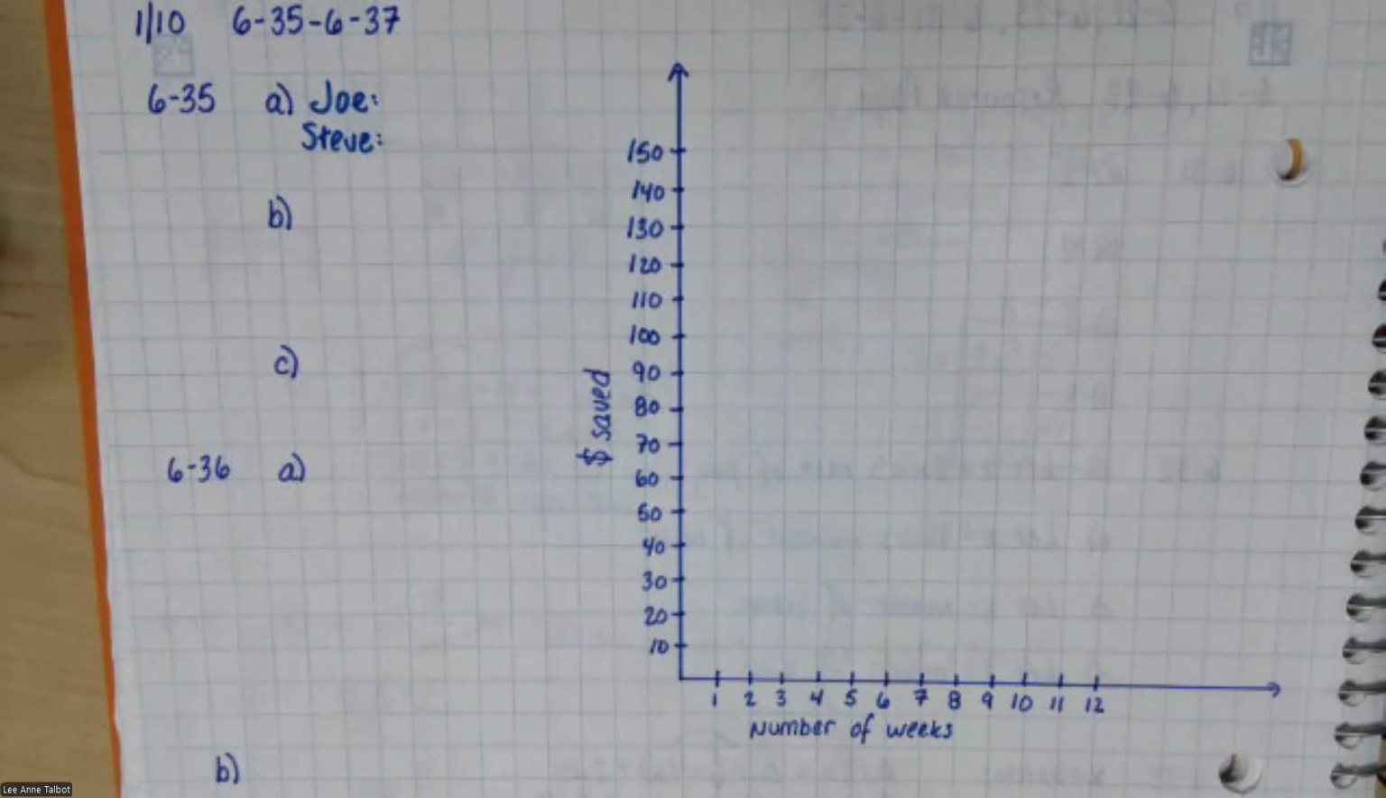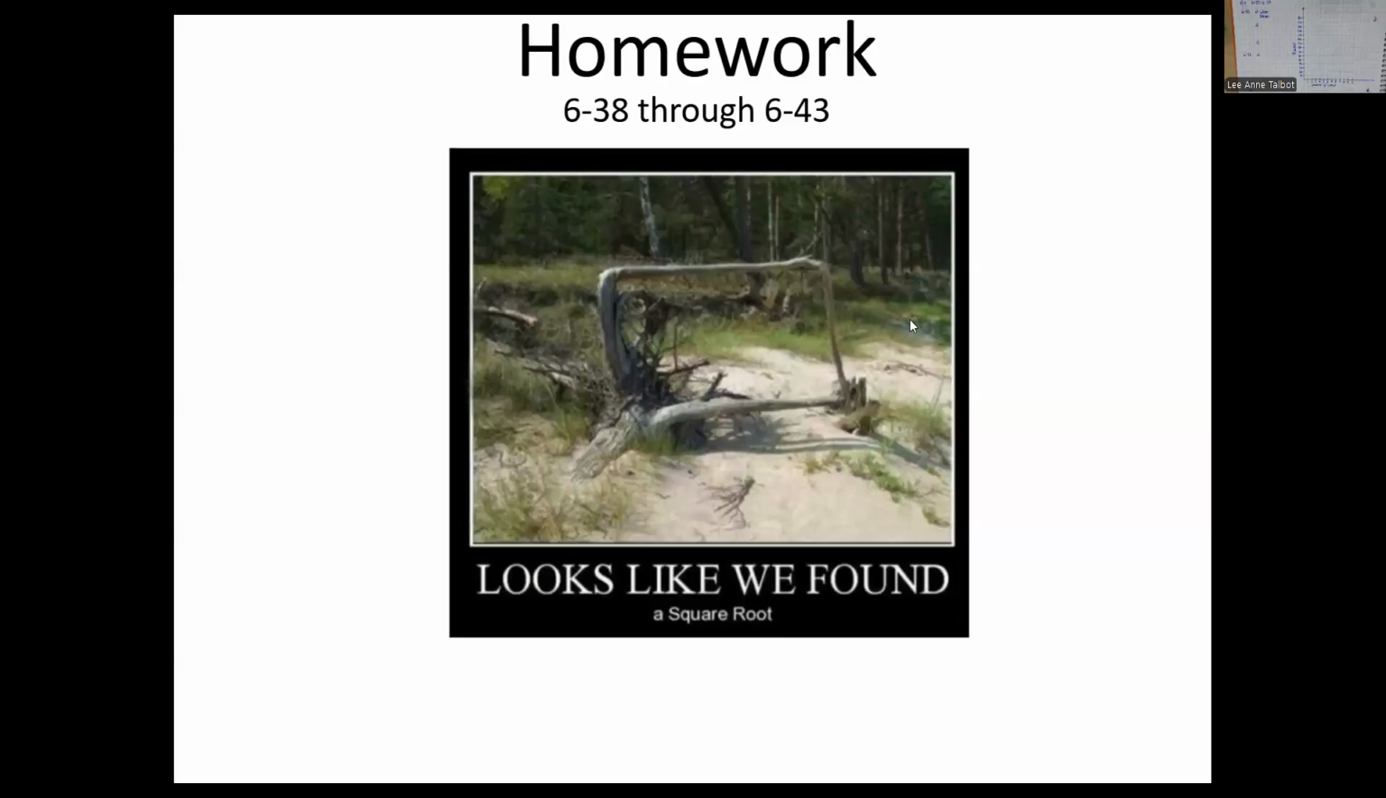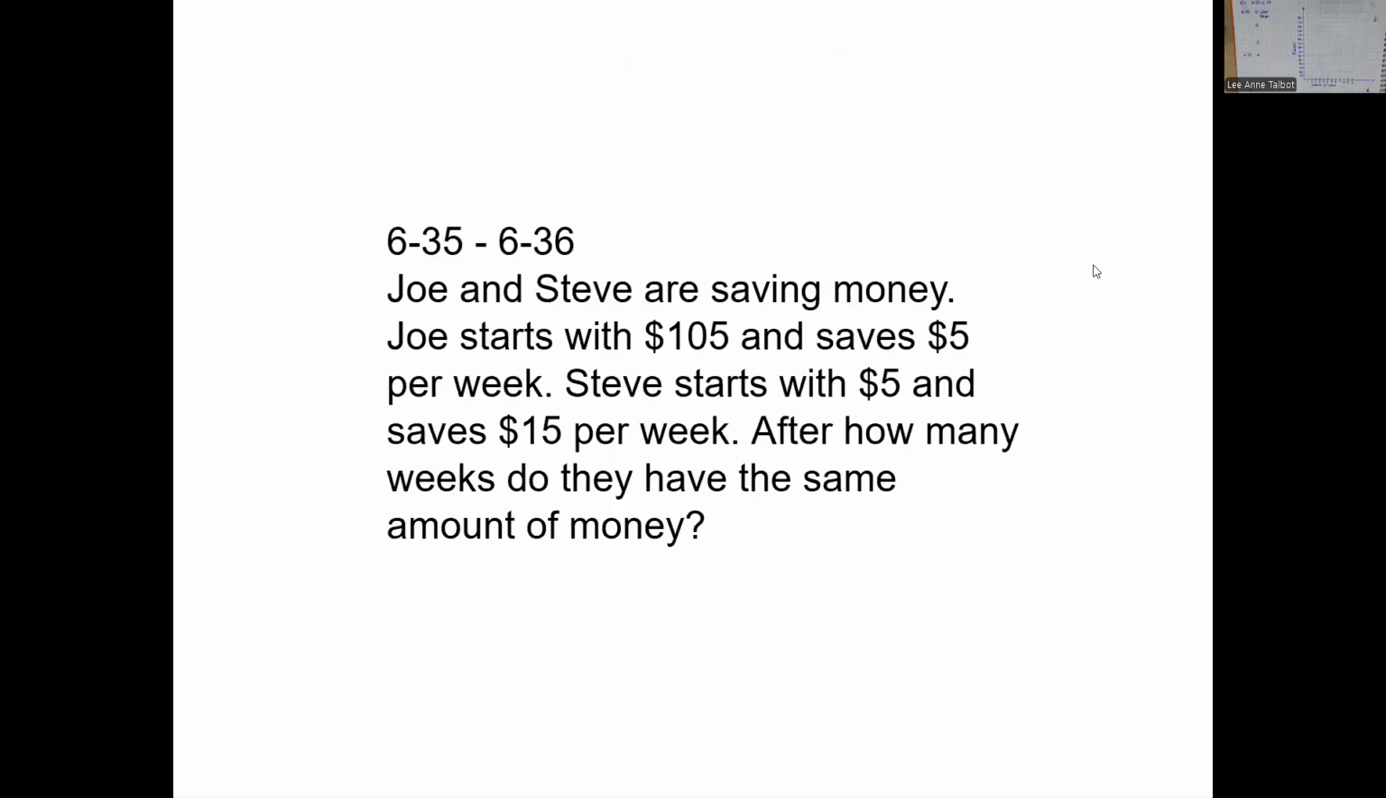Okay, so I have Joe and Steve here, and now I'm going to show you the problem that I chose instead of the book problem. Okay, Joe and Steve are saving money. Joe starts with $105 and saves $5 per week.